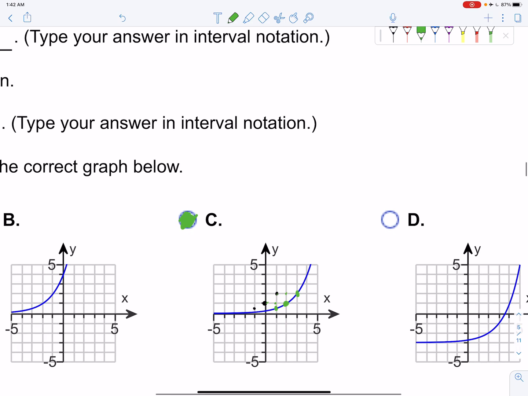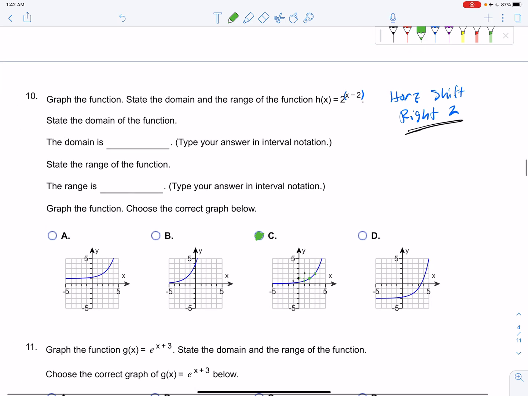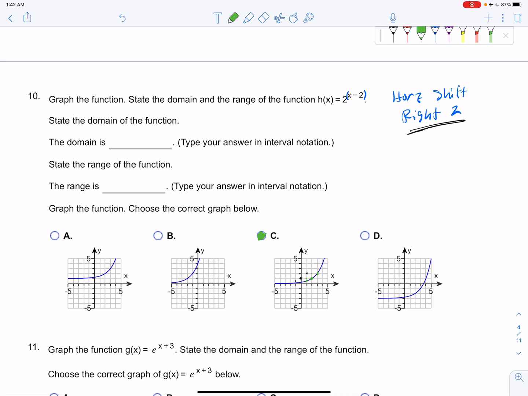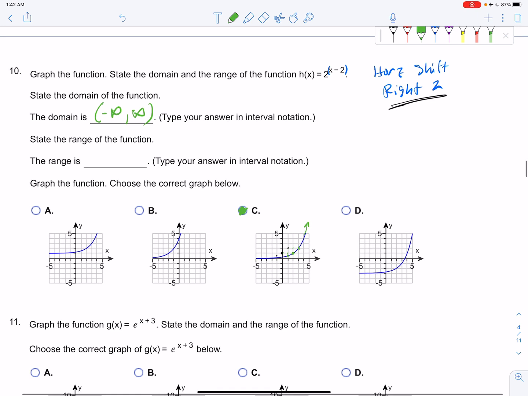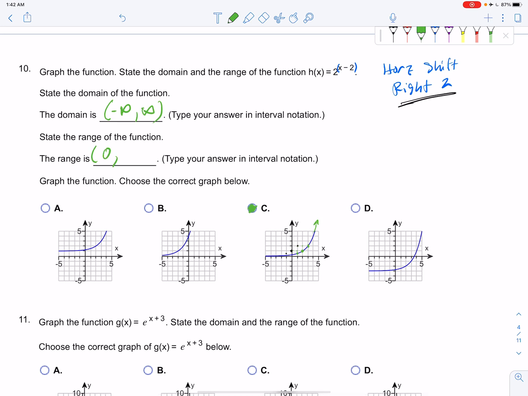Okay, so what else do they want us to do? Probably take a look at the domain and range. And by the way, we could have gotten the domain and range before looking at the graph on this one, because we know that the domain is going to be all reals. And we also know that the range on this particular one is settling in at 0 and going up and up forever to infinity, right? So this is going from 0 to infinity.